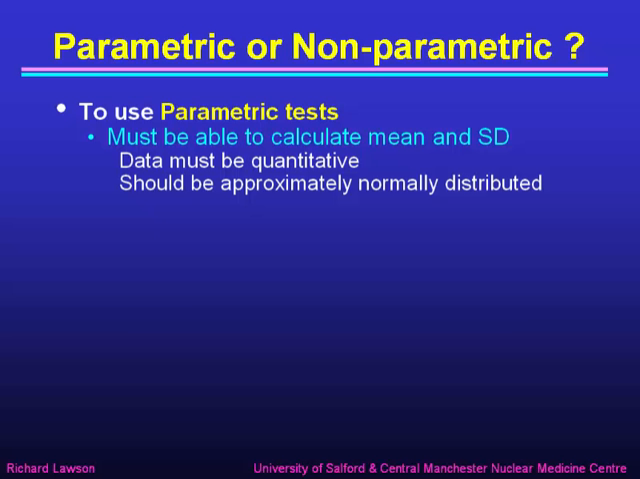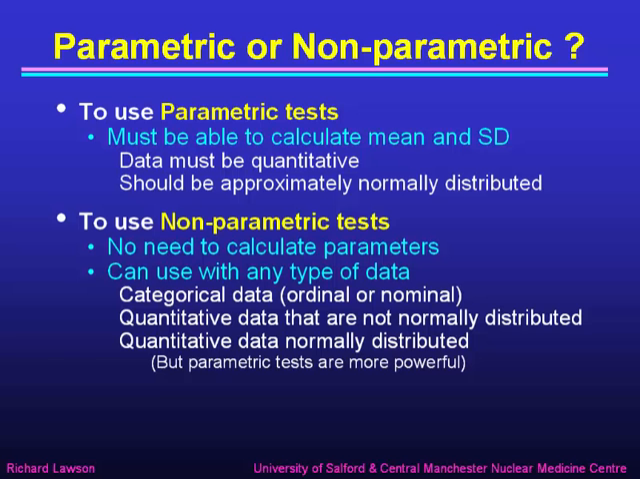In the last lecture we talked about parametric tests, so we have to understand when we should use parametric tests and when we should use non-parametric tests. In order to use parametric tests, we've got to be able to calculate parameters like the mean and the standard deviation. Therefore the data must be quantitative. It must be numbers that we can calculate with. And for most parametric tests, the data should be at least roughly normally distributed.